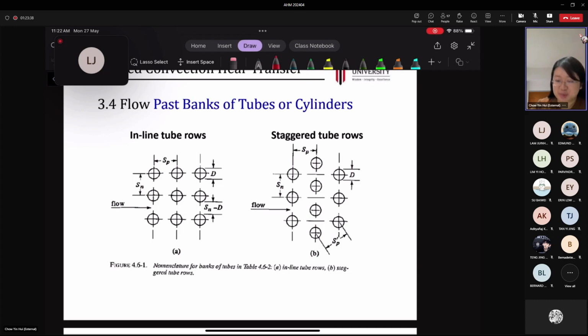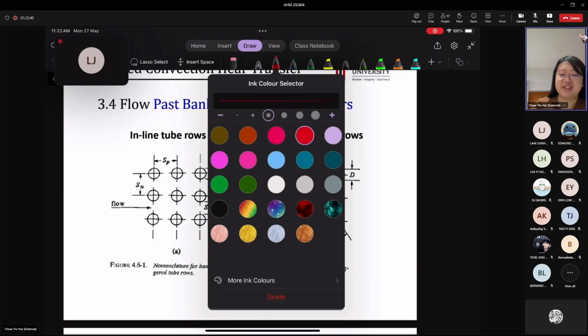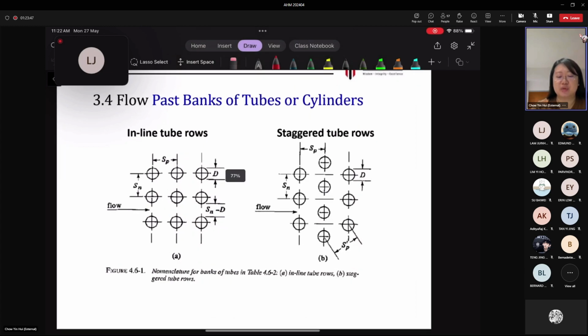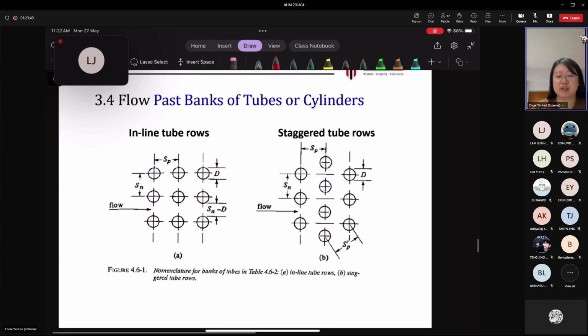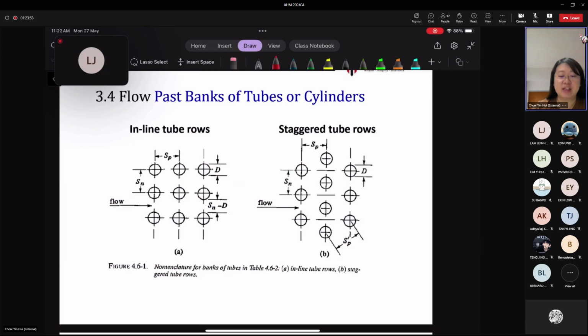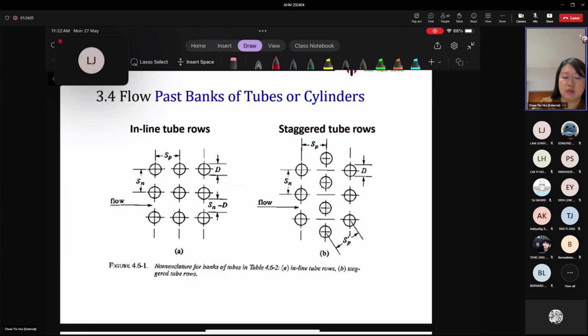All right, so let's continue with our lecture. Only two more parts. One is for flow past banks of tubes or cylinders, and then the last part will be about calculating the h value if we have natural convection. Now we are still on the part for forced convective heat transfer outside a certain geometry, and now we'll be looking at flow past banks of tubes or cylinders.